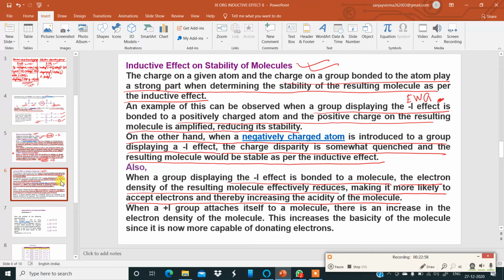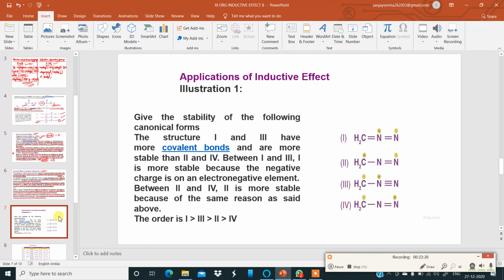Okay. Now, when a plus I group attaches itself to a molecule, there is an increase in the electron density of the molecule. This increases the basicity of the molecule. That means lower the acidity of the molecule, since it is more capable of donating electrons. Okay. Now, moving further, quickly we'll discuss the applications of the inductive effect.